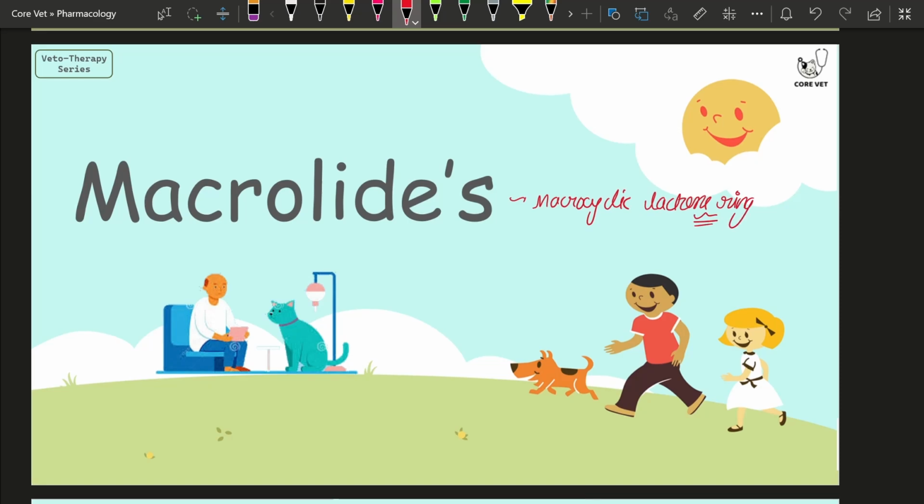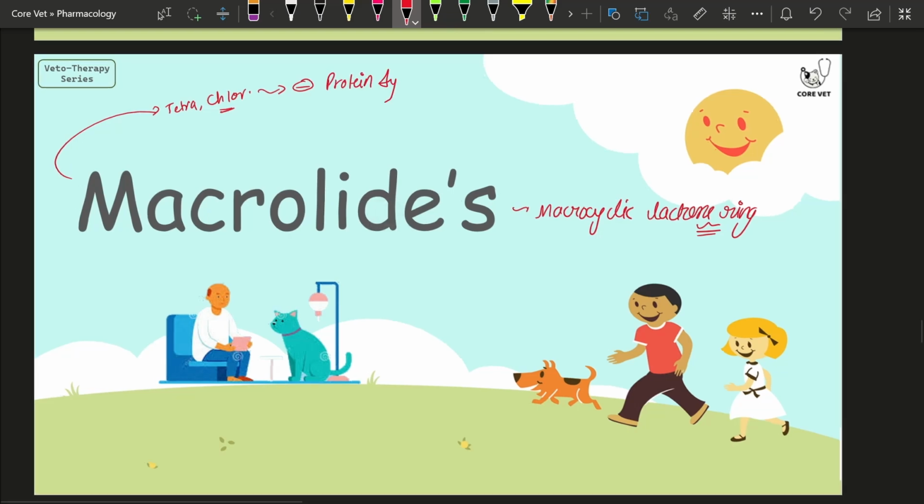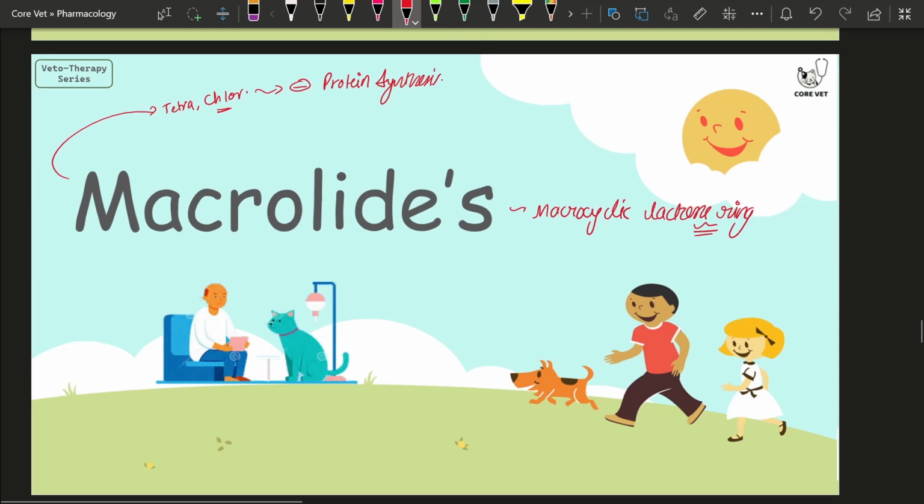If we talk about the functionality of the macrolide, that is, how the macrolide is going to inhibit the bacteria, it is quite similar to tetracycline and chloramphenicol. How so? Because we know that tetracycline and chloramphenicol were inhibiting the protein synthesis. In a similar manner, the macrolide is also going to inhibit the protein synthesis. We will discuss that in the mode of action of the macrolides.